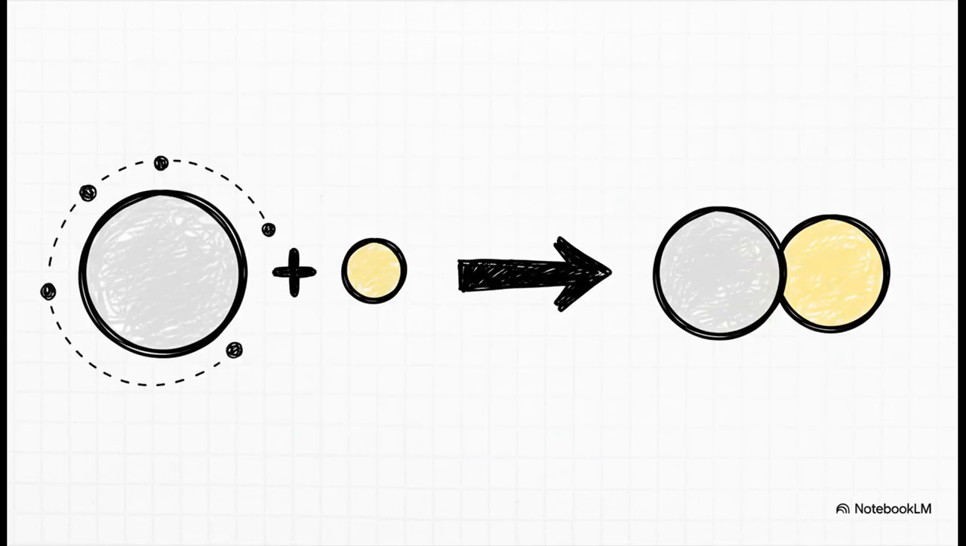So, enough with the theory, right? Let's actually see this electron dance happen. Here we've got a really straightforward reaction. We have solid calcium reacting with solid sulfur, and they come together to make calcium sulfide. On the surface, it looks pretty simple, but underneath, those electrons are on the move.